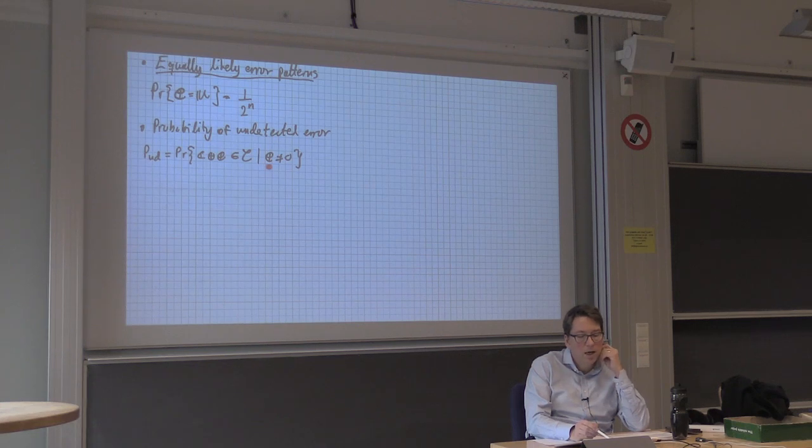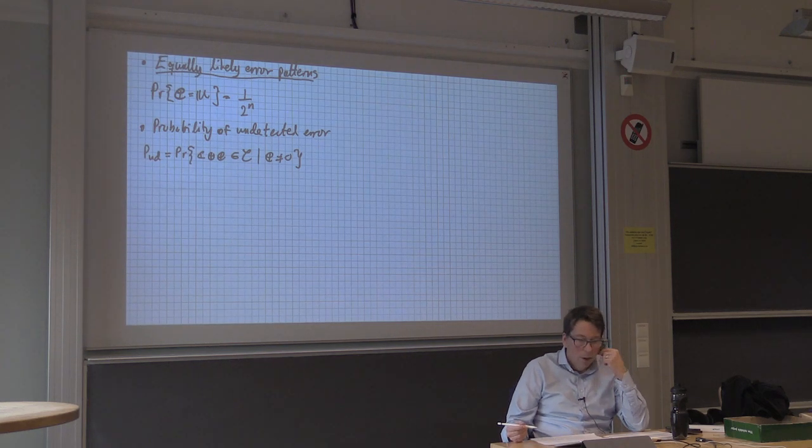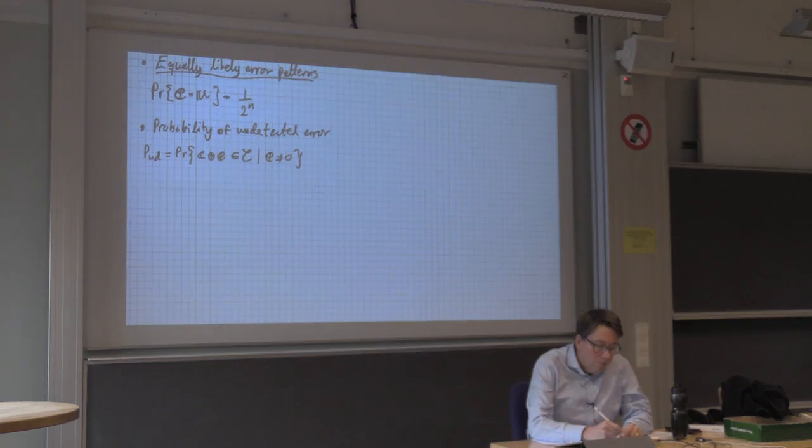So if the error is not 0, however, and C plus E is in the code, then we would declare that there is no error, even though there was an error. Okay, so this is the probability of undetected error.